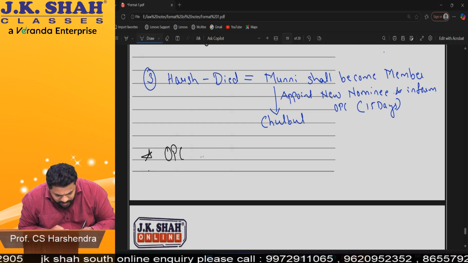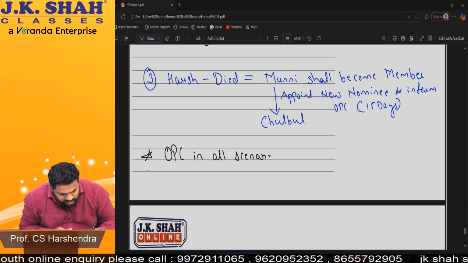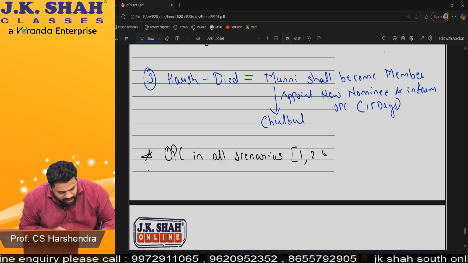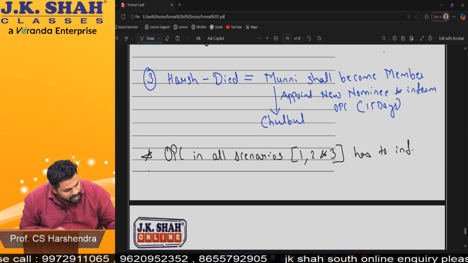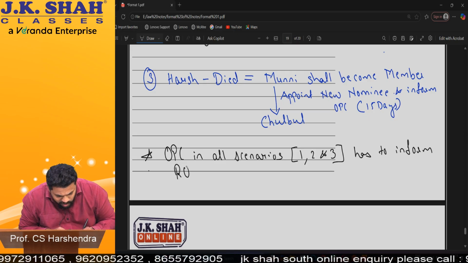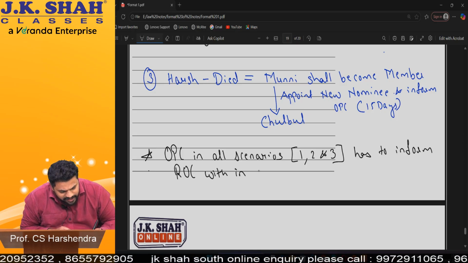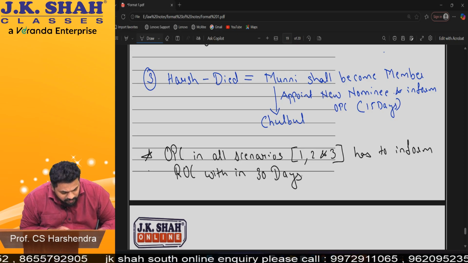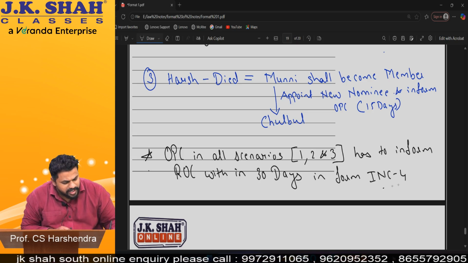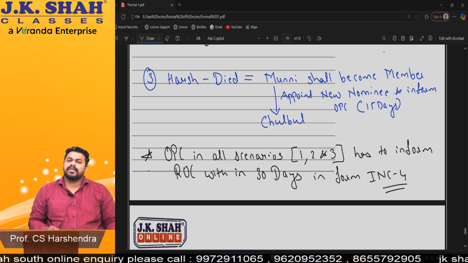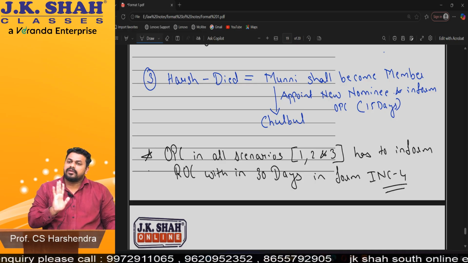So OPC, okay, in all scenarios, scenario 1, 2 and 3, has to inform whom, beta? ROC, that there is a new nominee. ROC within how many days? Within 30 days. Sir, in which form? There is an e-form, INC-4. Which form, beta? INC-4. Am I clear with this? Understood properly? Clear everyone? Yes. So this is what OPC has to do. Clear?